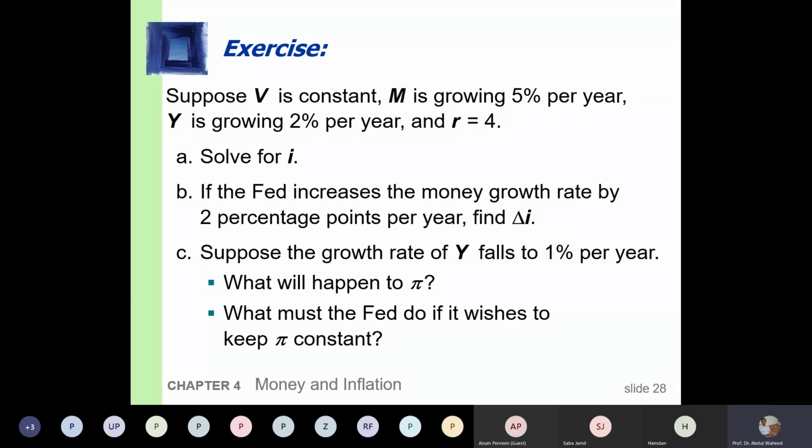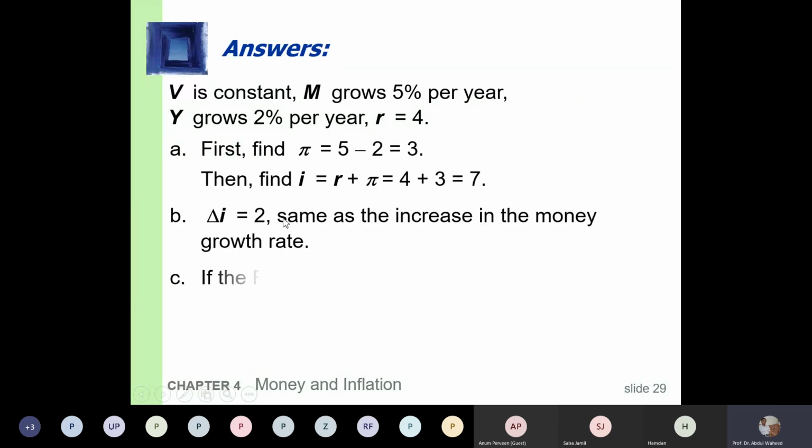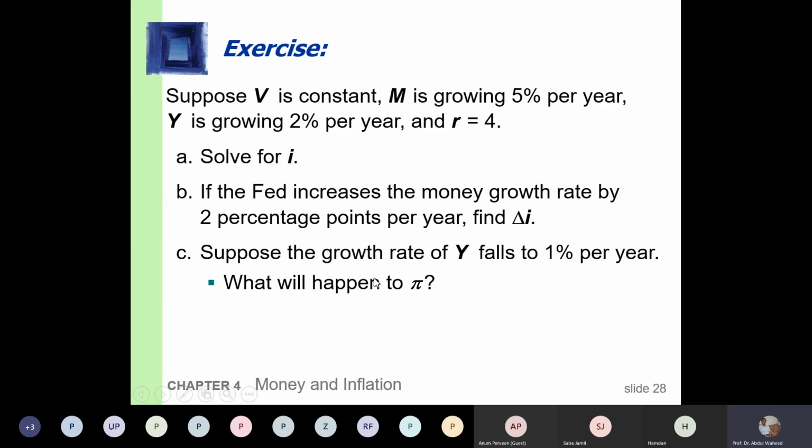Can you hear me? Yes, sir. Okay, I will give you the answer. These two we discussed. So if the central bank is doing nothing, and if there is a decrease in real output growth rate by 1%, so inflation will increase by 1%. Okay. So here we can see.